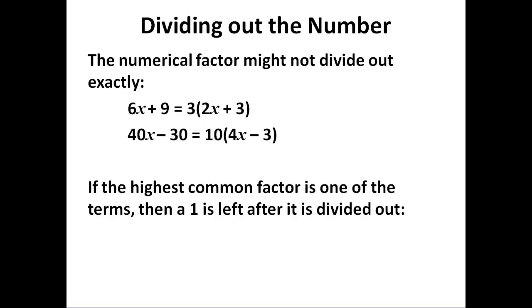If the highest common factor is exactly one of the terms, then a 1 is left afterwards. So 6 and 3 have a highest common factor of 3. So when I divide it out, there's plus 1, so that the 3 times the 1 gives me back my 3 on expansion. And that's true also with unknowns. Common x, take the x out, I have to leave plus 1, so that x times plus 1 gives me my plus 1x back on expansion.